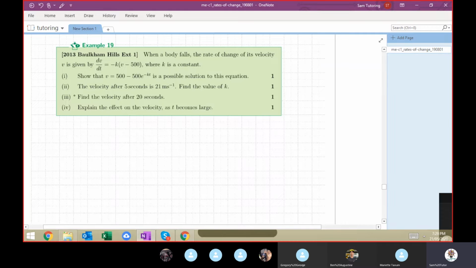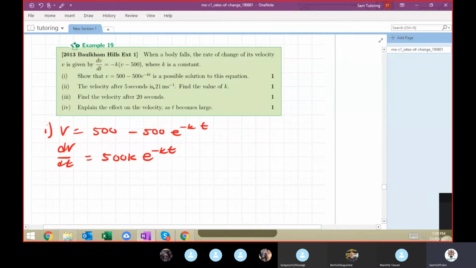Okay, let's see. V equals 500 minus 500e^(-kt). dV/dt equals, bring the negative k down, that becomes positive 500ke^(-kt). Again, we're trying to prove it's negative k, so you factorize negative k out, you almost force it out. You're left with negative 500e^(-kt). Negative 500e^(-kt) would be V take away 500, and I think we've got it.